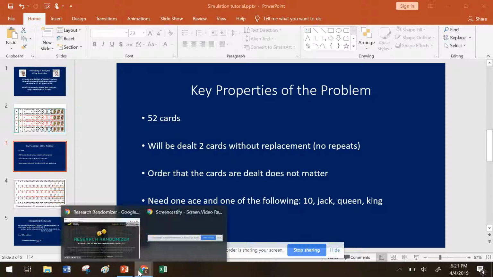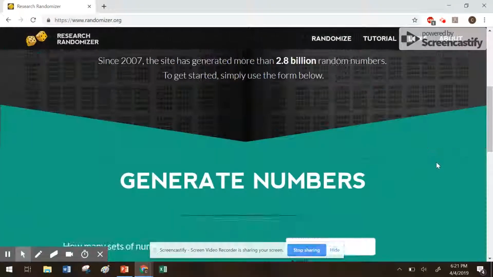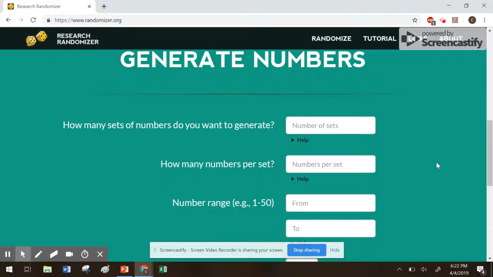So let's go to the randomizer. So this is randomizer.org, and we'll set up our simulation. How many sets of numbers do we want to generate? Well, remember the probability using the relative frequency approach is where we look at the long-term or long-run behavior. So we wouldn't be content to just do a handful of simulations here. We want to do many simulations. Now, a professional would probably do 10,000 or so, but then again, they'd also have a computer program to sift through the results. We're going to do a little bit more modest of a number here. I'm going to do 200.